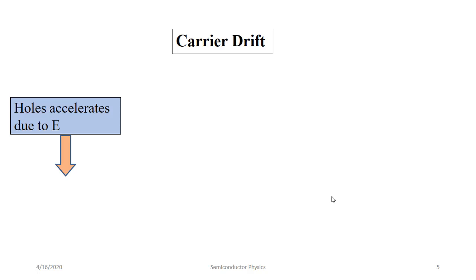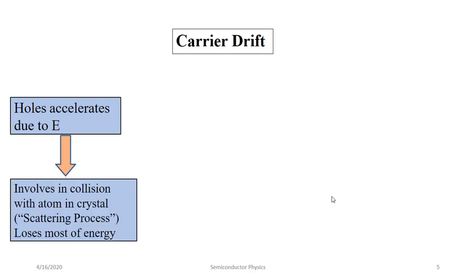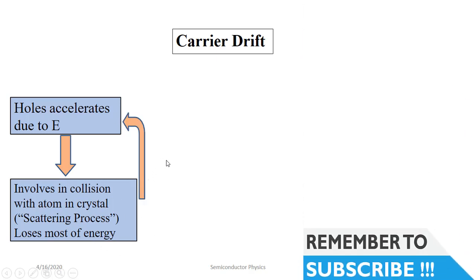Now, how does carrier drift work? We know the holes accelerate due to the electric field established by the battery. All the charges collide with the atoms present inside the crystal. So they undergo a scattering process, and in this process the charges, for example electrons and holes, lose most of their energy, and then the field accelerates those charges again.